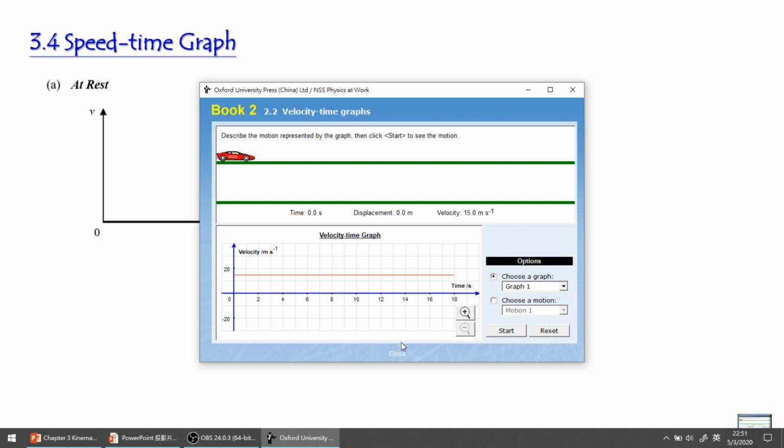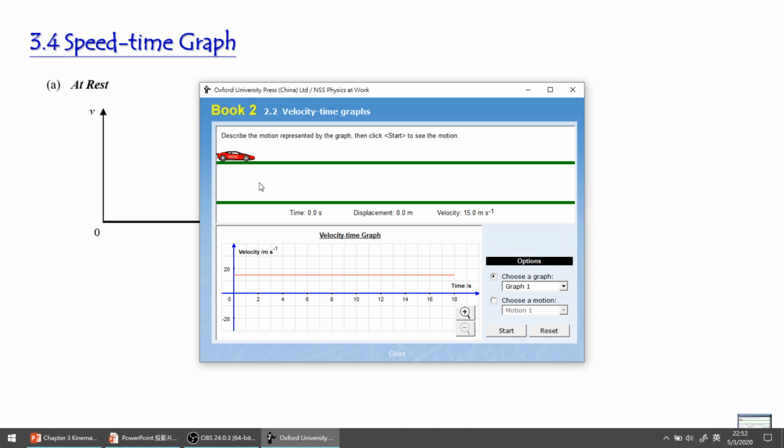In this animation, you will have a speed-time graph. This is the velocity-time graph, which is similar to the speed-time graph of an object. So it is the speed-time graph of this red car. Can you guess what the motion of the car is during the journey? From this red line, we can guess the car starts from a speed of about 15 meters per second, and the speed is kept constant throughout the journey, right?